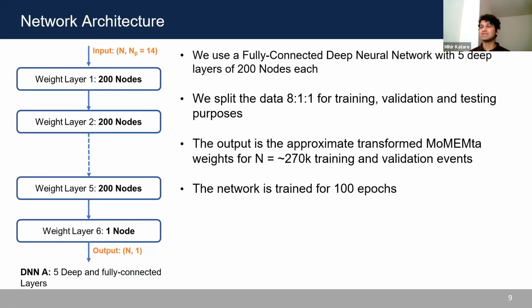So talking about the actual network architecture that we trained on, this is what it looks like. To start off with, we used a very basic, fully connected deep neural network with 5 deep layers of 200 nodes each. We also split the entire data set into 80%, 10%, 10% bins for training, testing, and validation purposes. And so at the end, what you would have is around 240,000 training samples and around 30,000 validation samples. And you use this to train the network for 100 epochs, and we can see what results we get.